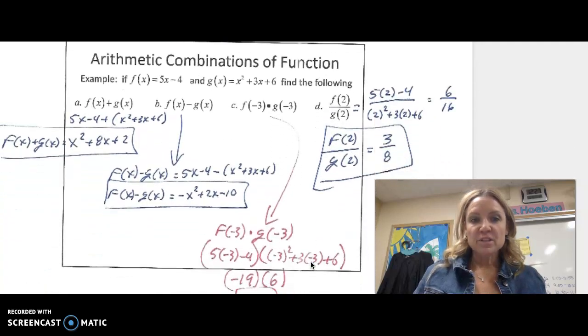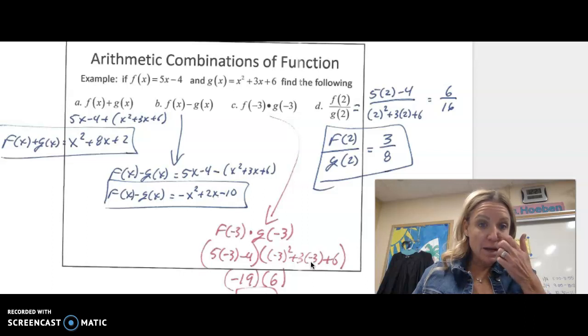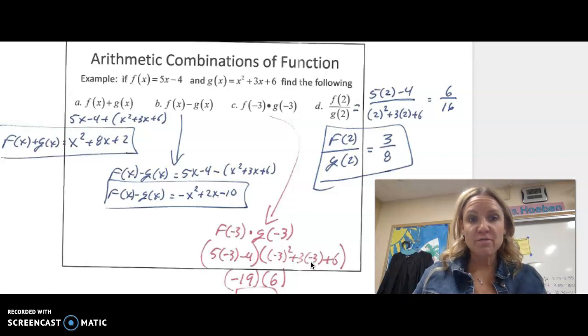All right, for the first slide, we're going to be talking about the arithmetic combinations of functions. So in this example, if f of x is equal to 5x minus 4 and g of x is equal to x squared plus 3x plus 6, we're going to do the following. So notice we're going to add, we're going to subtract, we're going to multiply, we're going to divide.